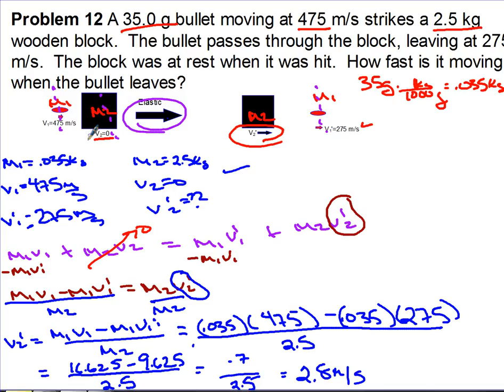Does this make sense? I have a bullet moving at 475. It goes through a block and leaves at 275. So the bullet loses momentum. The block initially has 0 momentum, but it gains momentum, but its final speed is only 2.8. Does that make sense, that 2.8 is much smaller than 275 or 475? Well, yes, because the mass of the block is so much larger than the mass of the bullet.